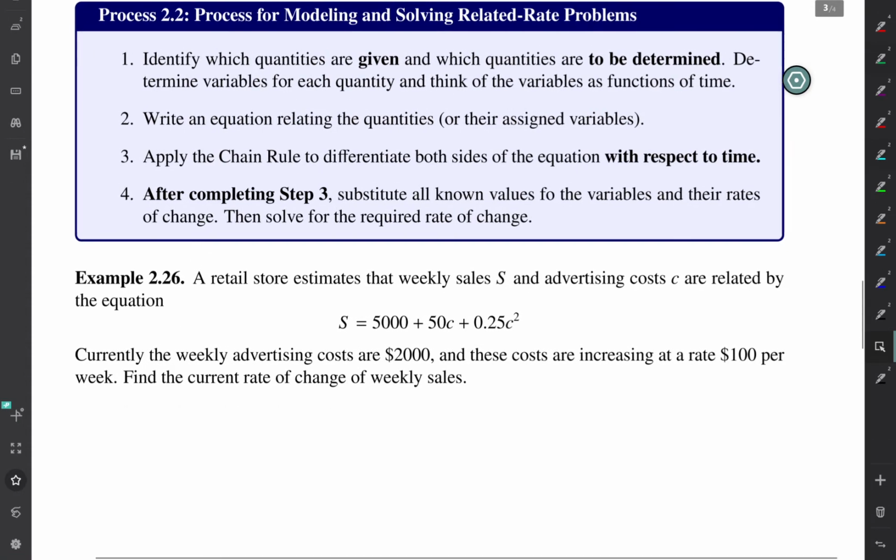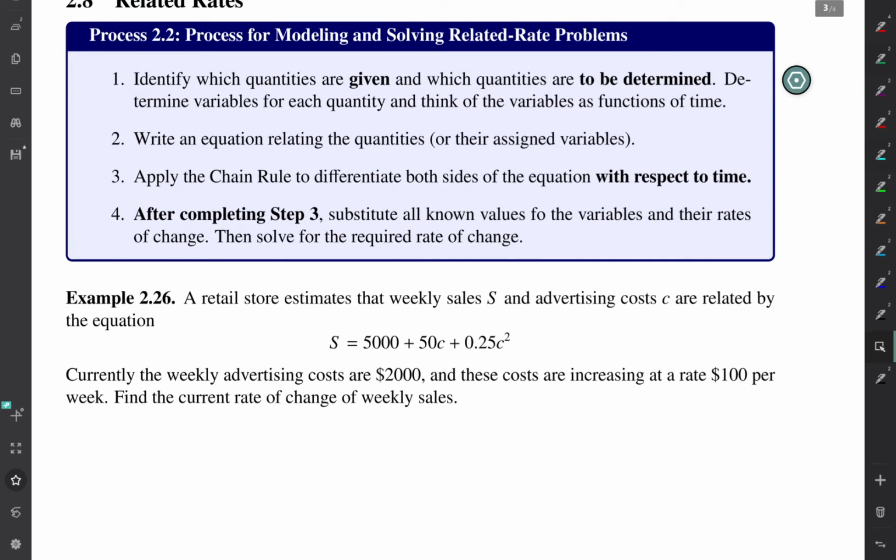Okay, in section 2.8 we're looking at related rates, and related rates are similar to implicit differentiation. So for now, you're given an equation and you're thinking of all the variables in that equation as implicit functions with respect to time. So you're going to be taking the derivative with respect to time instead of with respect to one of the variables in the equation. And the reason they're called related rates is that the variables are related by this equation, and you get the rates of change that are also related by a similar equation.